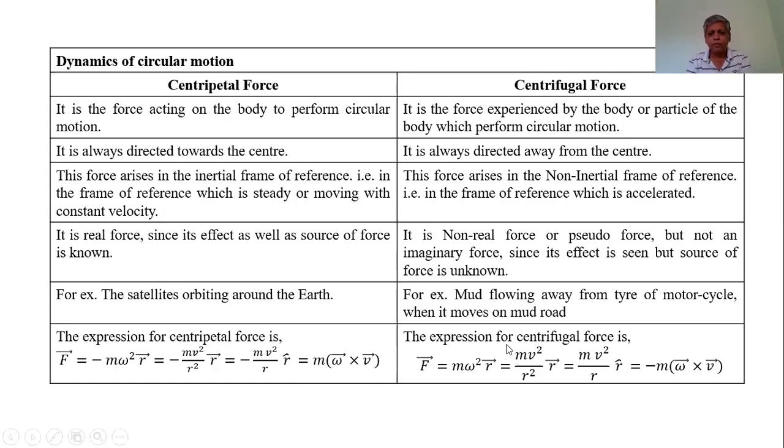The expression for centrifugal force is given here. The centrifugal force is away from the center and the centripetal force is toward the center. As the motion is continuously along the same circular path, at that time the centripetal force and centrifugal force are equal, when the path is the same.